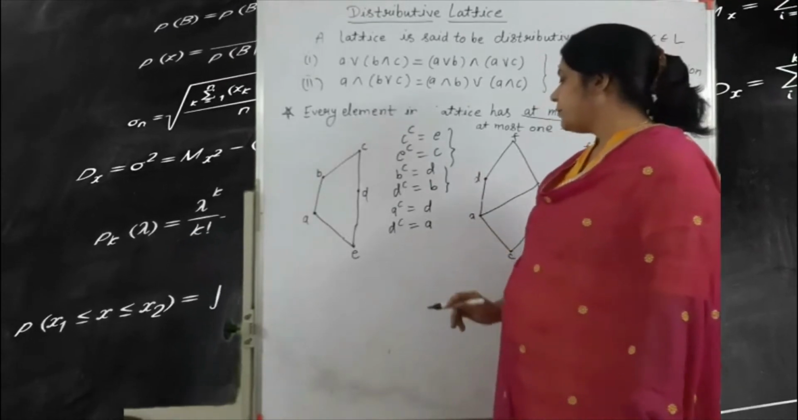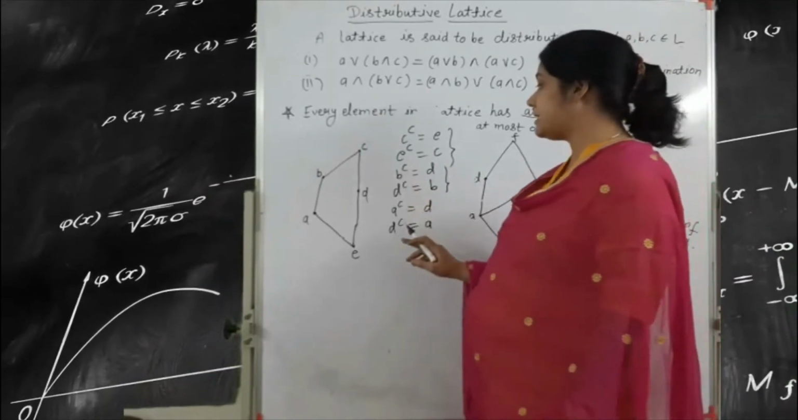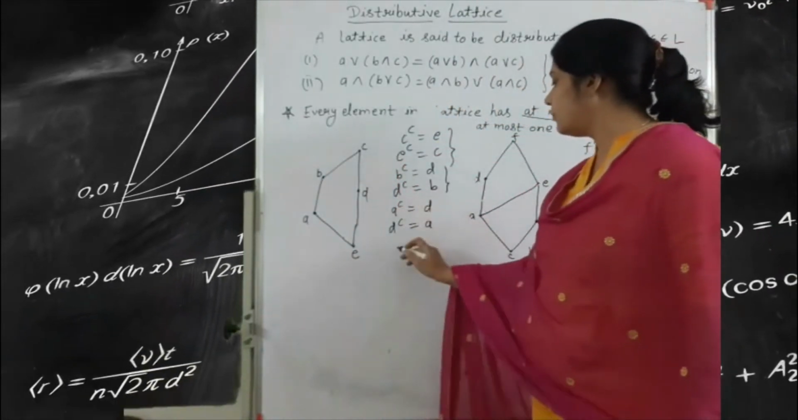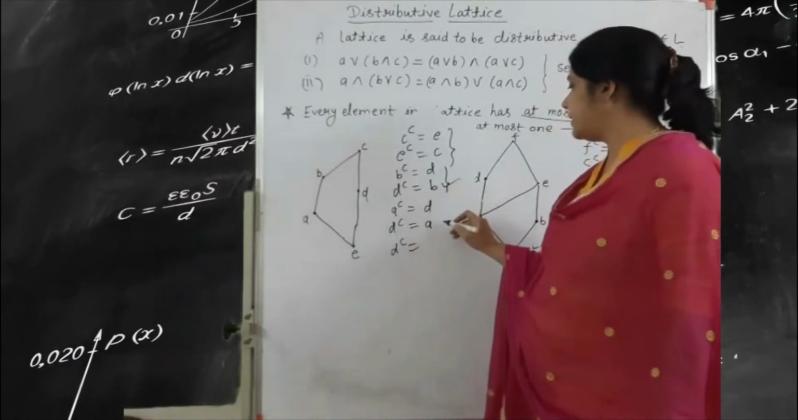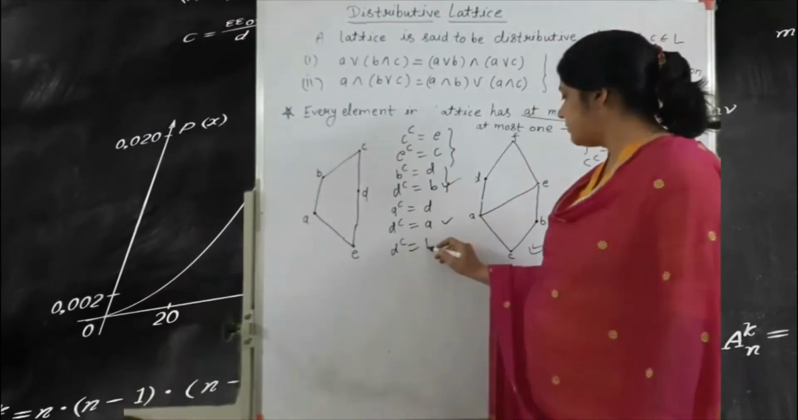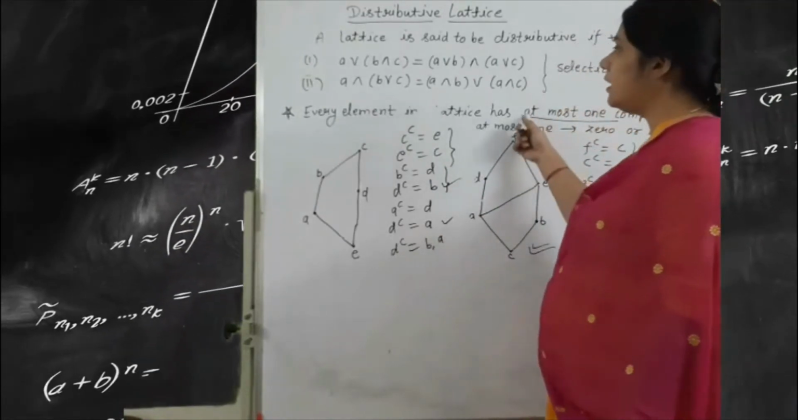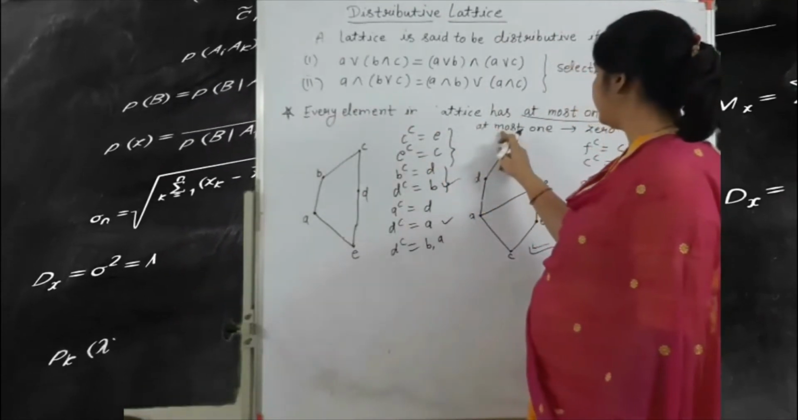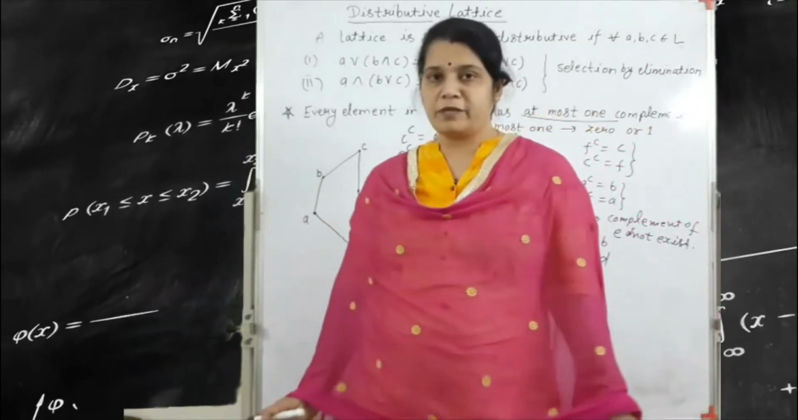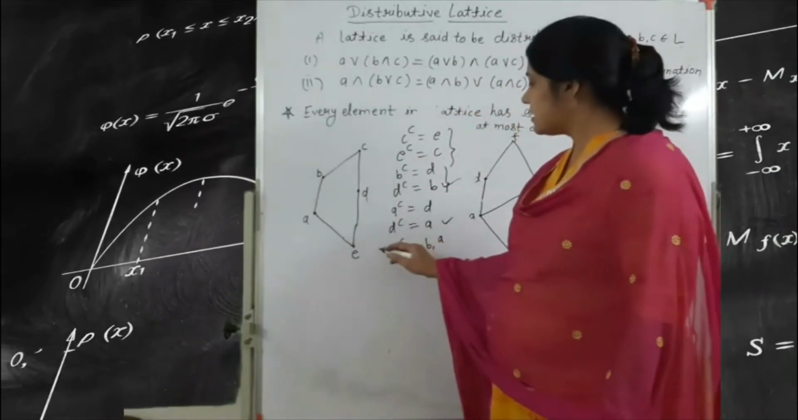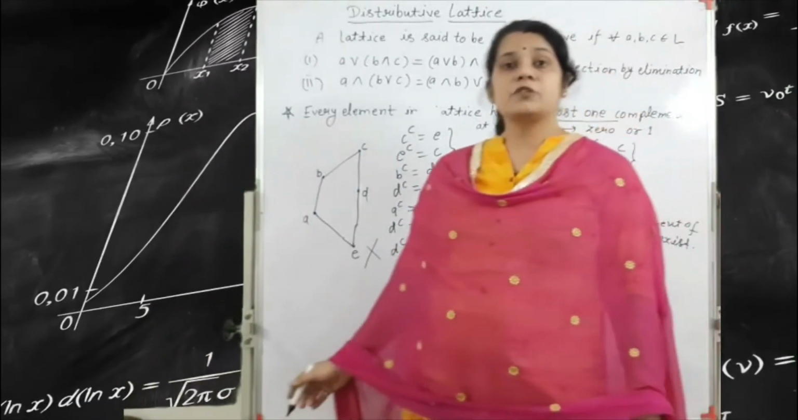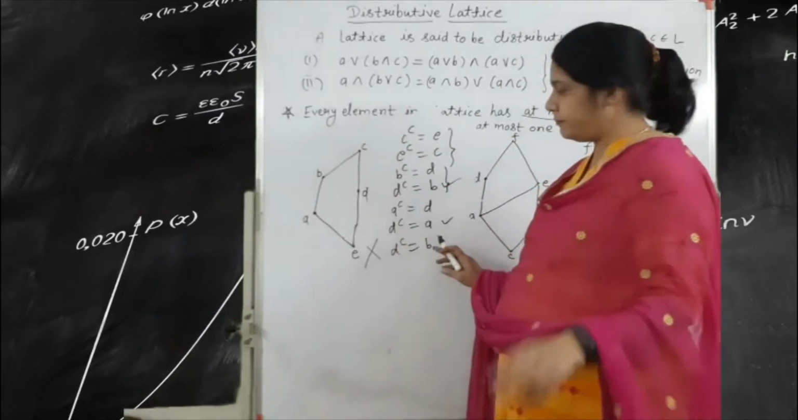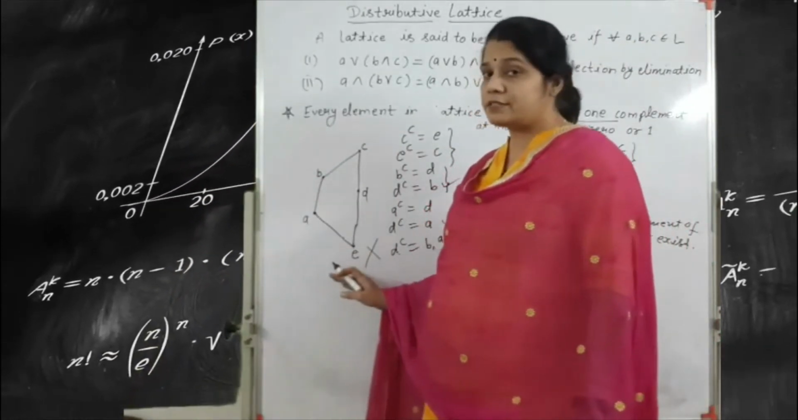Got it? So here we consider B and D, and A and D. You see the complement of D is equal to B and A. But according to a distributive lattice, the condition is that every element in a lattice has at most one complement, that means either 0 or 1. So this is not an example of a distributive lattice, because the element D has two complements, B and A.